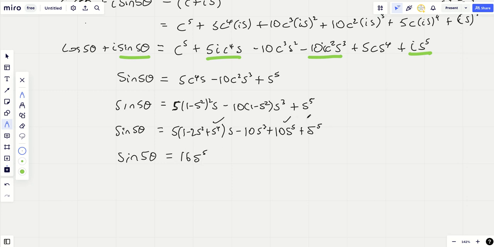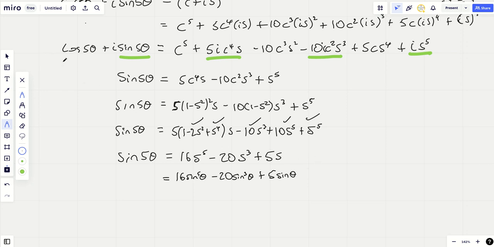Tick as you go. Okay, then the cubes, I've got a minus 10s cubed minus 10s cubed, that's minus 20s cubed. And then I've got a 5s right there, so plus 5s. And I'd write that at the end as the result. And we've done the first part.